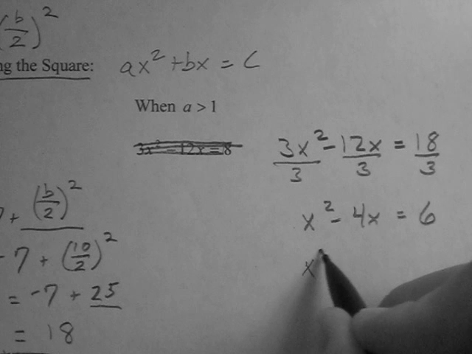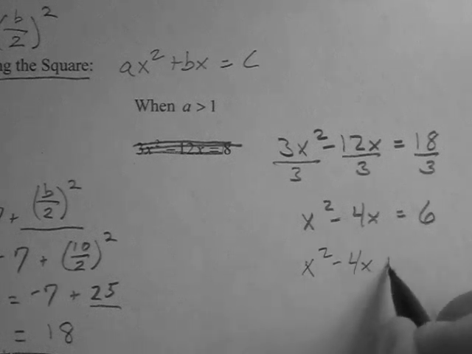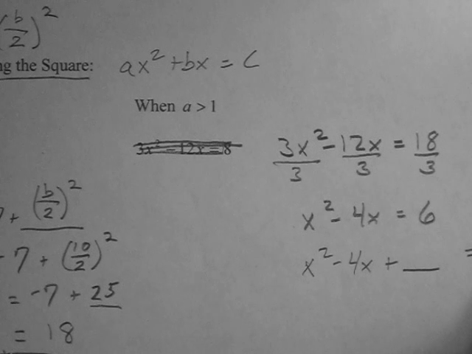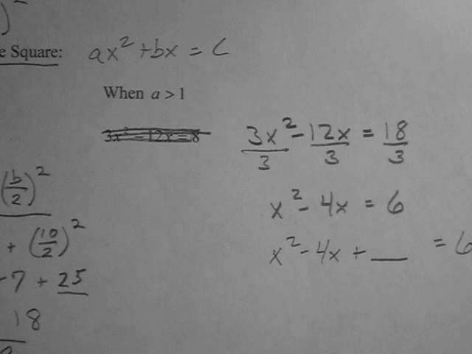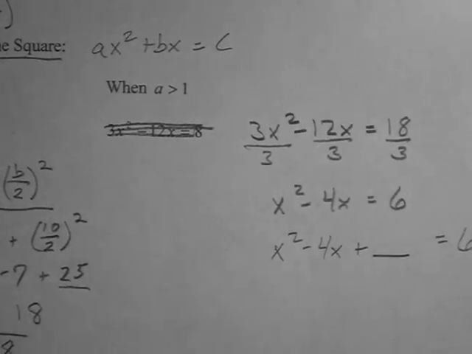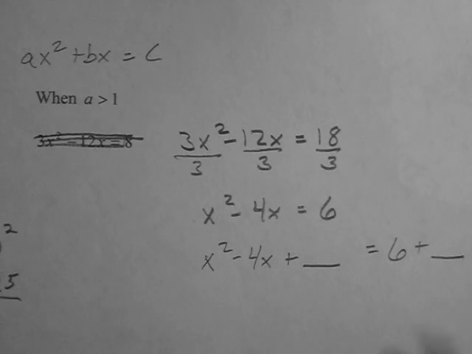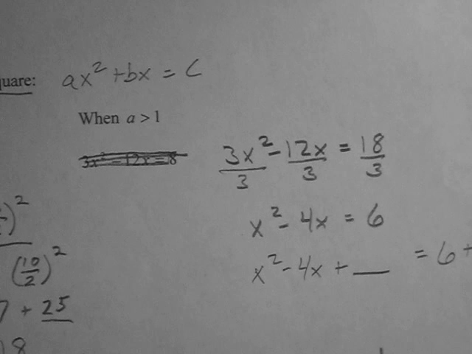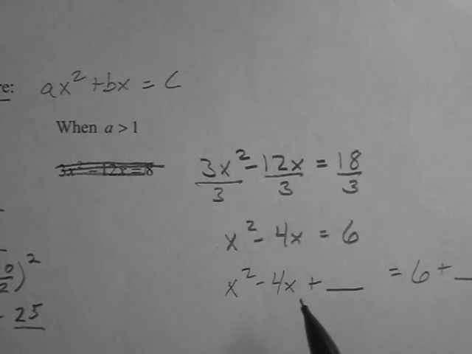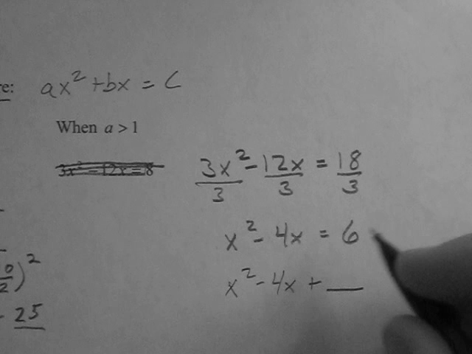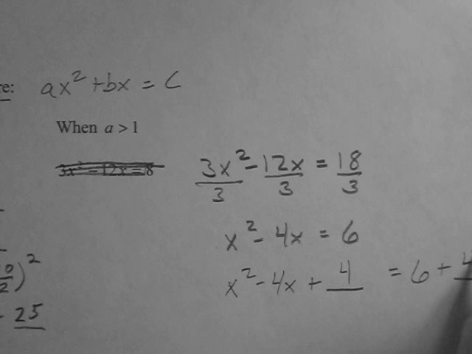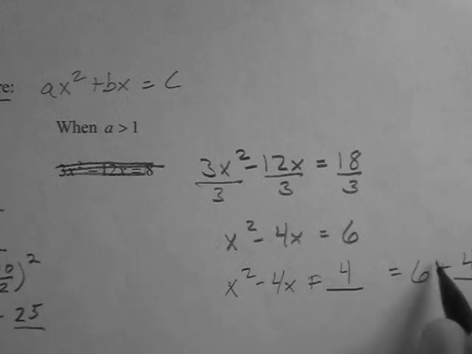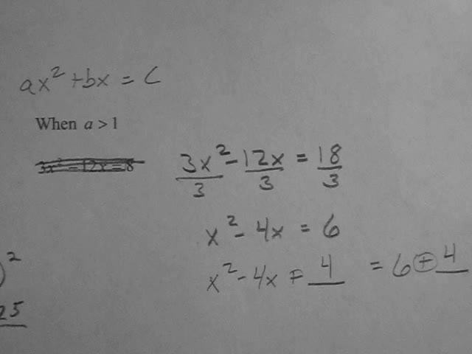So I'm going to say x squared minus 4x plus this blank. And to keep the equation equal, I have to add on both sides. So when I add on both sides, I'm going to end up adding b divided by 2 squared, just like I did on this side. So b divided by 2 squared, 4 divided by 2 is 2, and 2 squared is 4. And I'm going to add that to both sides. It's important to note that you're always going to add a positive number here because you're squaring.